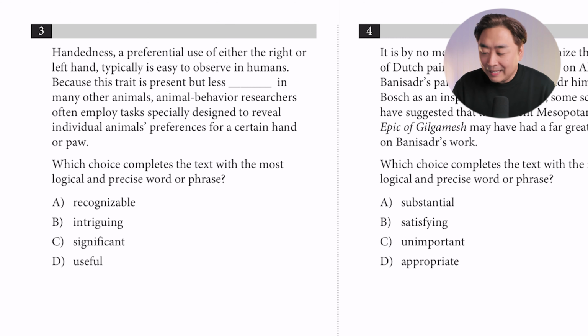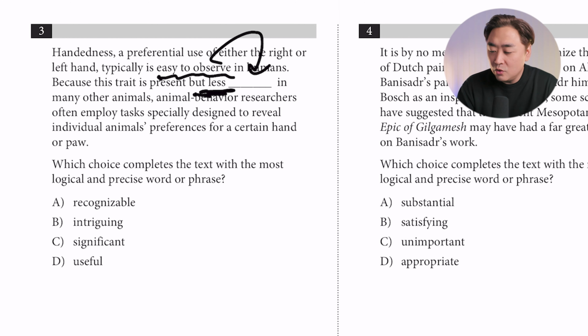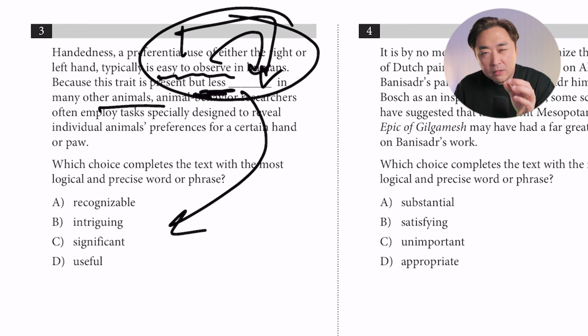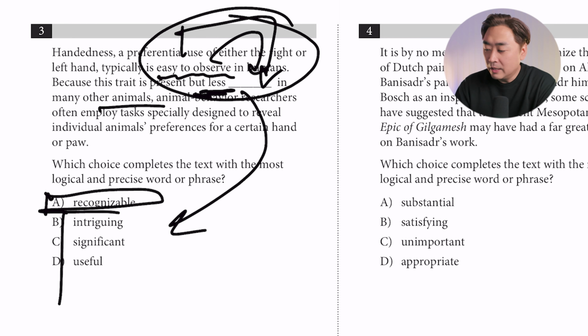So number three here, handedness, a preferential use of the right or the left hand. Typically, it's easy to observe in humans because this trait is present, but less what? Easy to observe. You're just repeating the same idea here. So you say that for humans, it's easy to observe, right? The handedness. But when it comes to the animals, it's not that easy. So less easy to observe. So I'm going to capture that idea. And then I'm going to take it to the answer choices and see if I can find something that goes with easy to observe. Recognizable, right? That's exactly it.